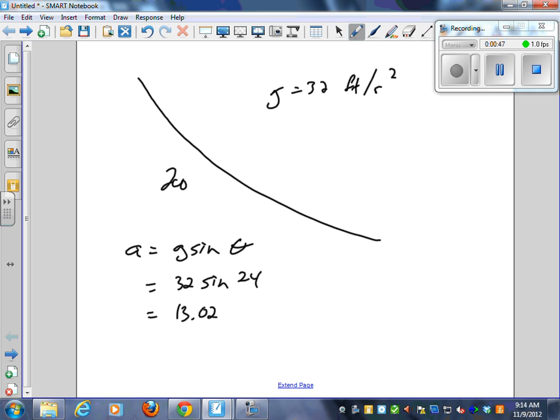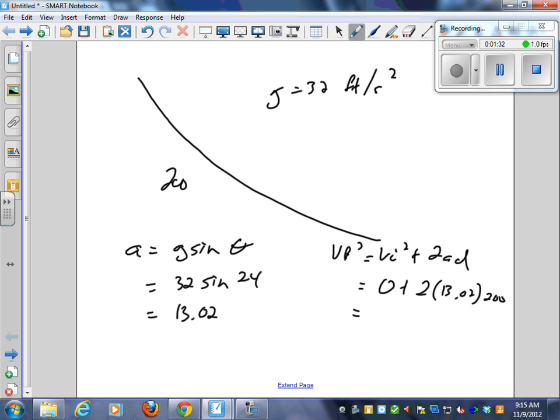Okay, so if that's the acceleration, we want to know how fast he is going at the end. So Vf squared equals Vi squared plus 2ag. Now, what's the initial velocity? 0. 2 times 13.02. It's 200 feet though, right? So that's 2 times 13.02 times 200. Take the square root.